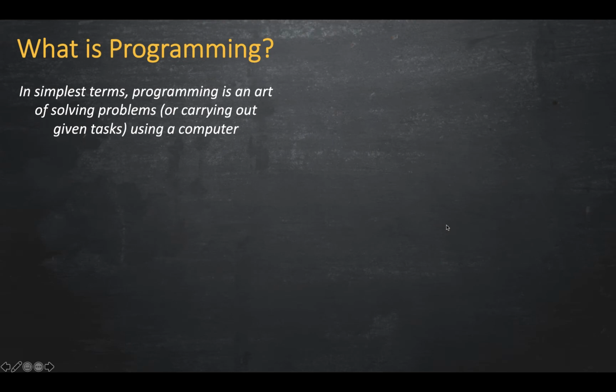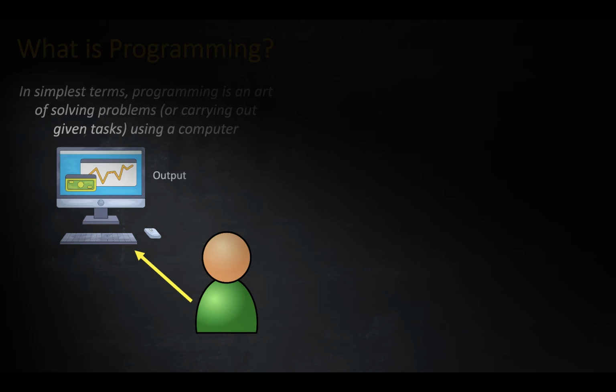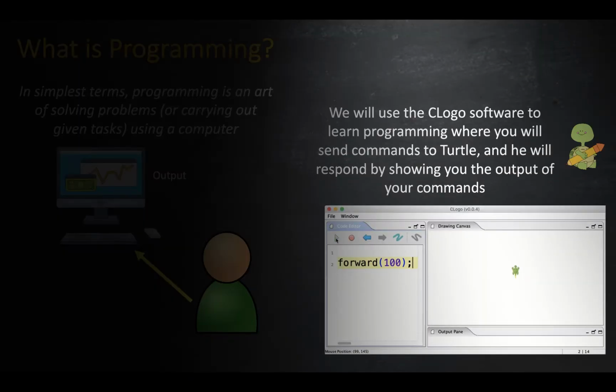So what is programming? In simplest terms, programming is an art of solving problems, or you can say carrying out given tasks using a computer. Imagine that you need to do a certain bank transaction. So you open the computer and then you send commands to that computer. The computer then processes your commands and shows you the output of your transaction. Similarly, we will use the CLogo software to learn programming, where you will send commands to Turtle and he will respond by showing you the output of your commands.